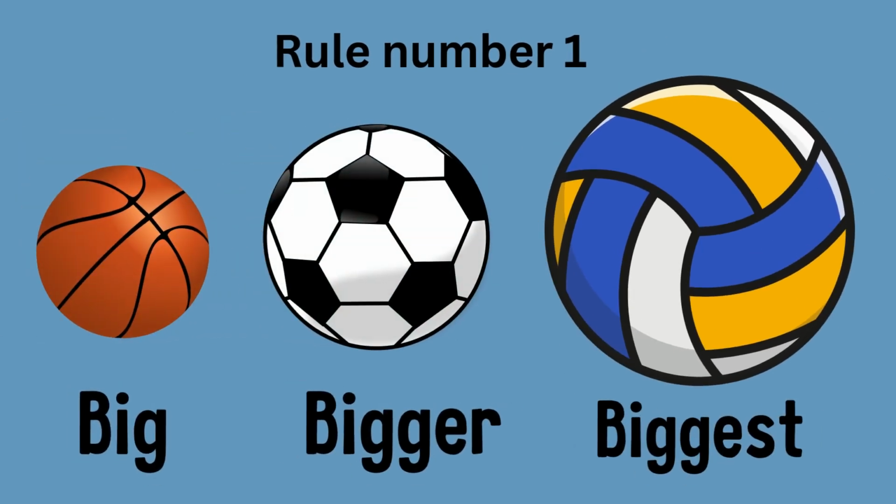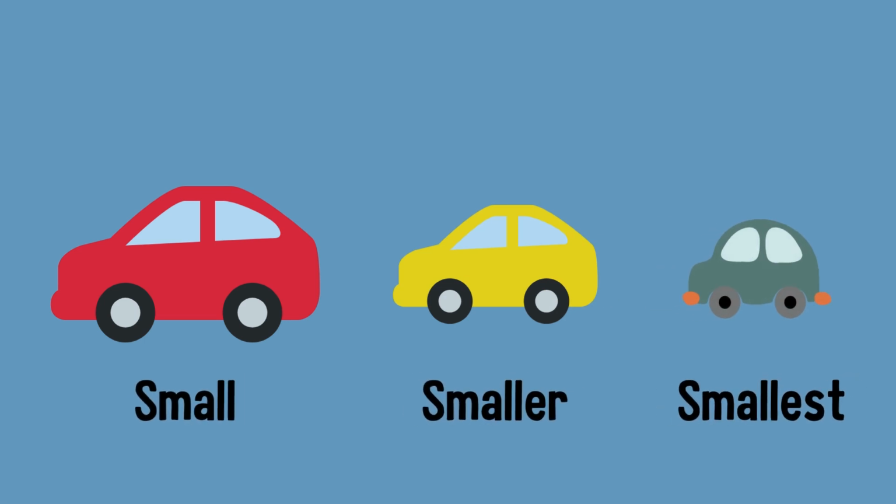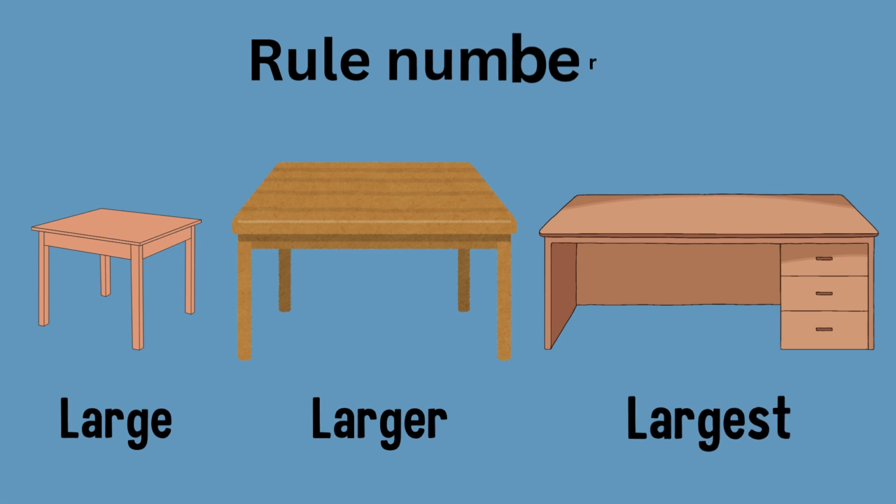Rule number 1. For most one-syllable adjectives, we add est. For example, big becomes biggest and small becomes smallest. Rule number 2. For adjectives ending in e, we just add st. For example, large becomes largest.